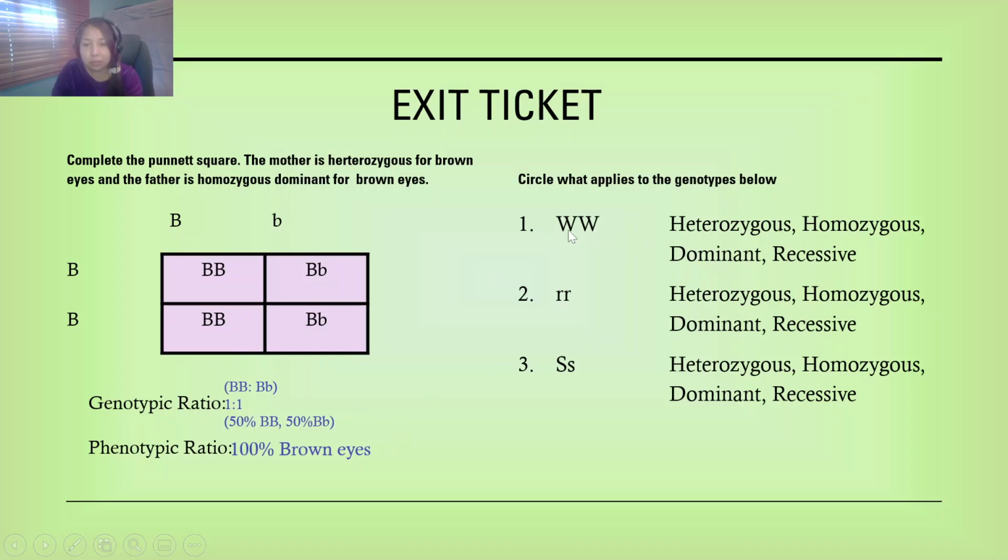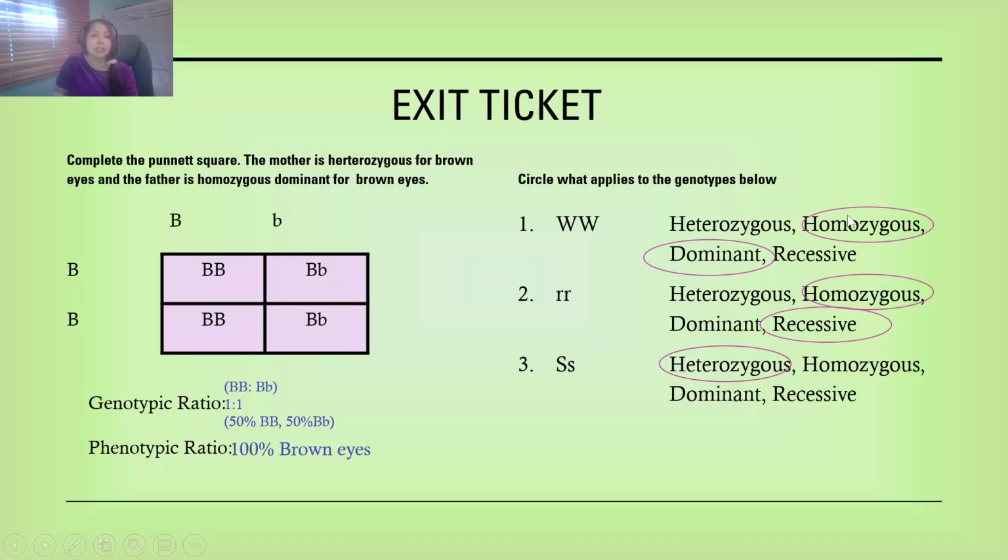So we have 2 big W's. They're both the same, so we know it's homozygous. And since they're capitalized, dominant. What about the next one? Two of the same, homozygous. Small, then they're recessive. How about the third one? All we could say is that it's heterozygous.